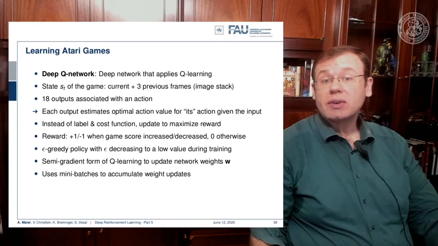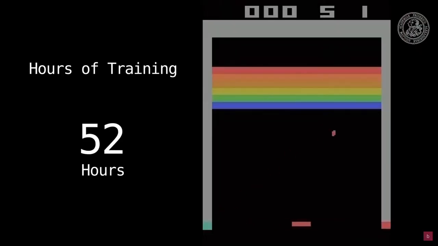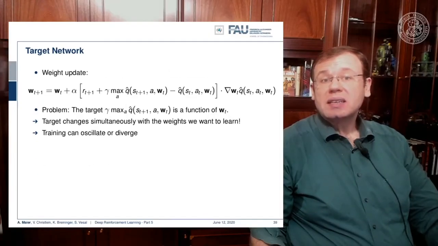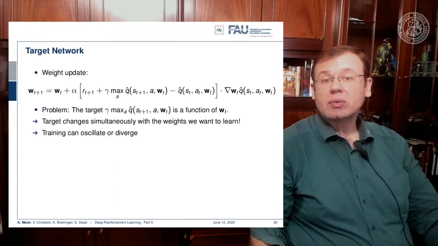They use an epsilon greedy policy with epsilon decreasing to a low value during the training. And they use a semi-gradient form of the Q learning to update the network weights W. And again, they use mini batches to accumulate the weight updates. So they have this target network, and it's updated using the following rule. So you can see that this is very close to what we have seen in the previous video. So again, you have the weights and you update them with respect to the rewards.